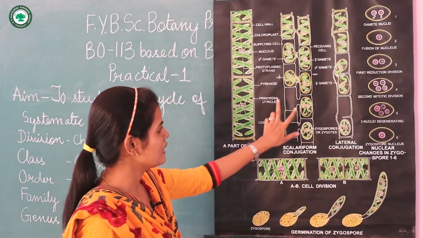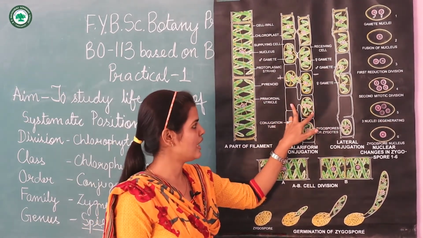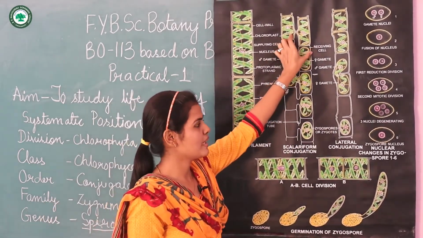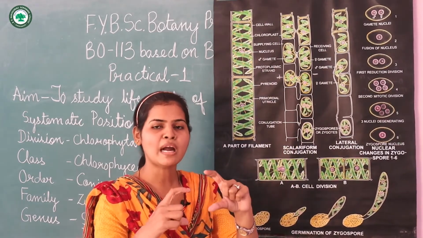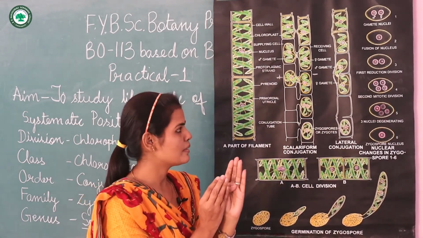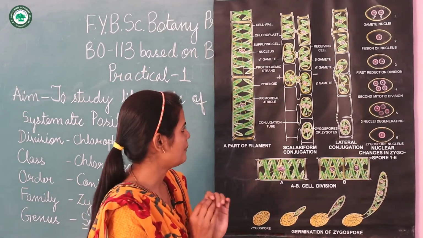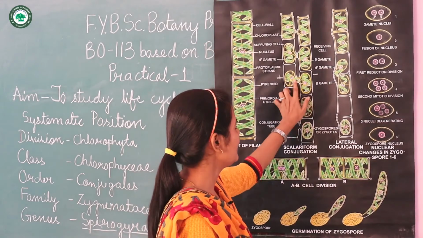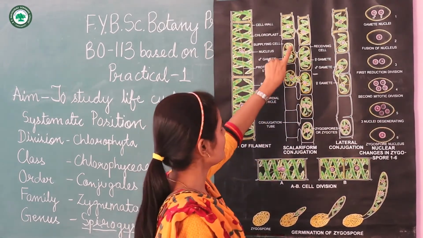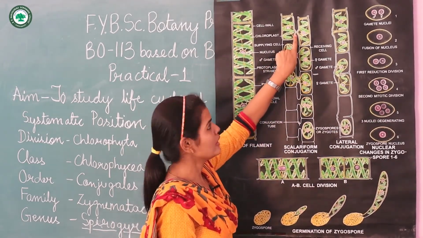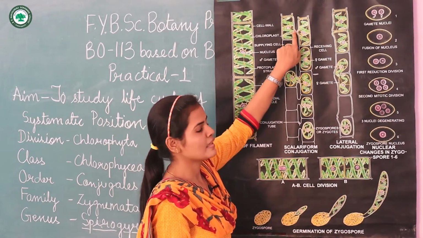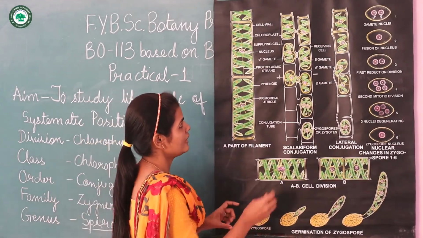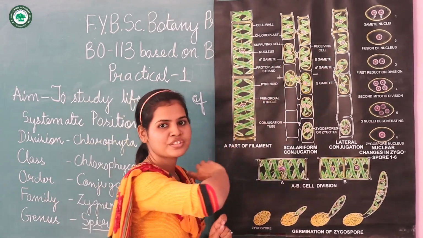Now what will happen? These two strands or filaments will come side by side together. They may come together throughout the filament, or only a part of the filament may become side by side. Now from both of the filaments, there will be the appearance of a structure, like you can see here. First, a protuberance-like structure will form from both filaments, and this is called a conjugation tube.